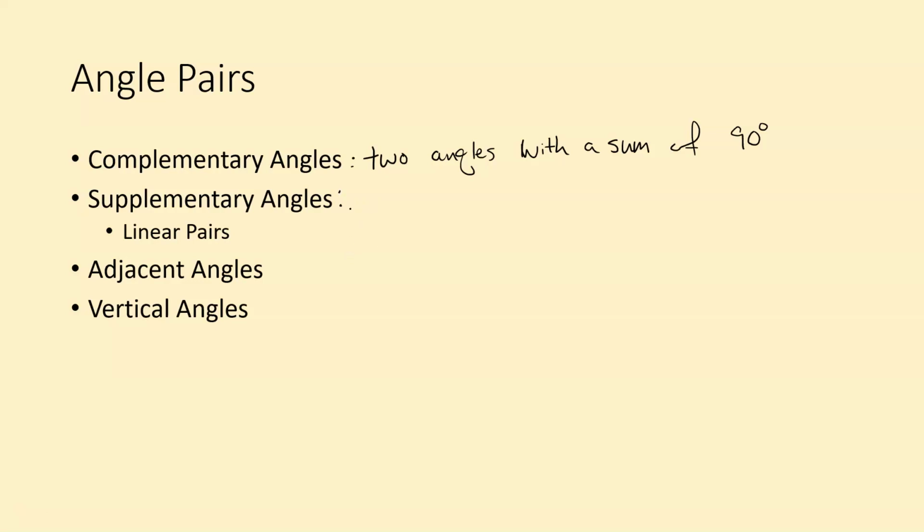Supplementary angles are two angles with a sum of 180 degrees. These two things, I think, are easy to confuse with one another. So one trick I have learned to keep these straight in your head is C comes before S in the alphabet. So C for complementary, S for supplementary. C comes before S in the alphabet.